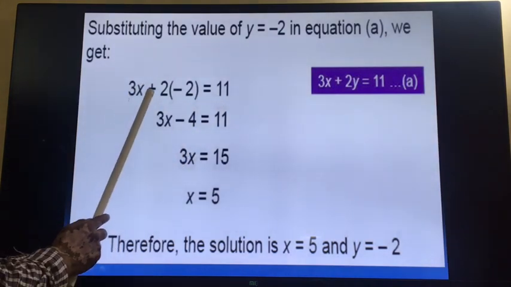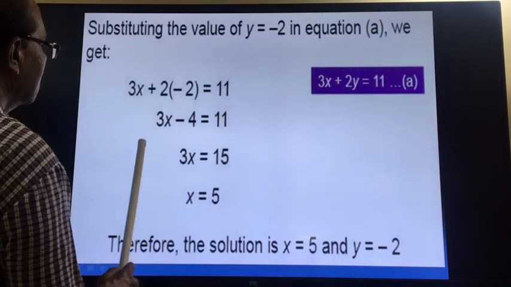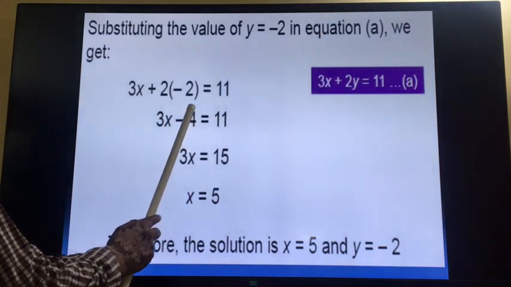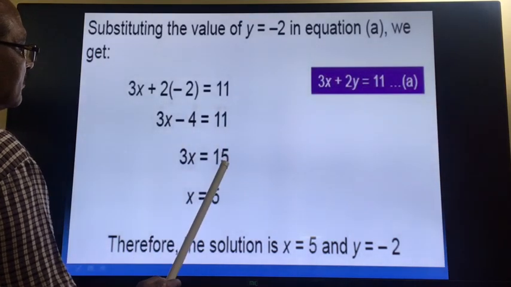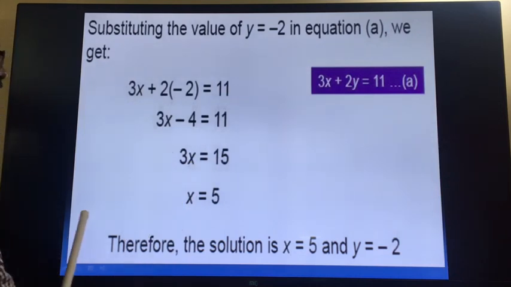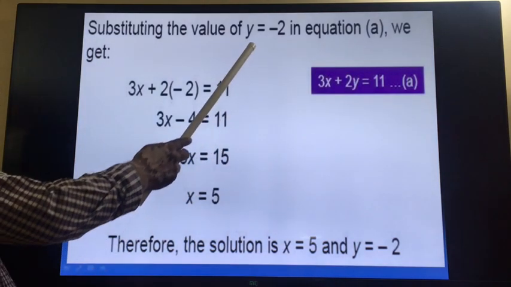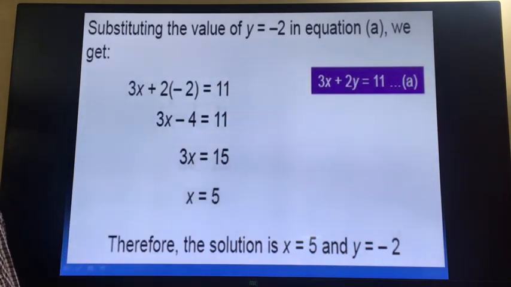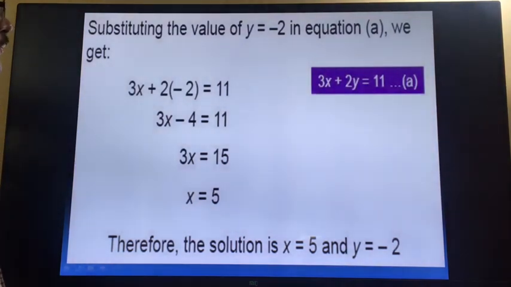So 3x plus, 2 into minus 2 is minus 4, so 3x minus 4 is equal to 11. So 3x is equal to, the number will go to the other side, 11 plus 4 will become 15. So 3x is equal to 15 and x is equal to 5. So we got the value of x. Now x is equal to 5 and y is equal to minus 2. So the solution for these two equations by the elimination method is x is equal to 5 and y is equal to minus 2.